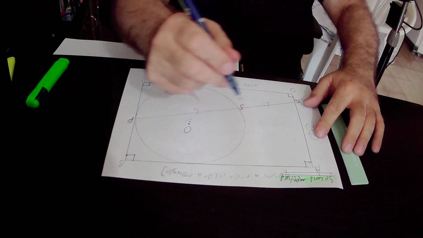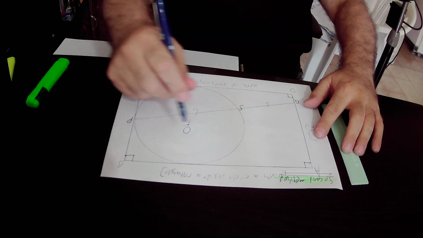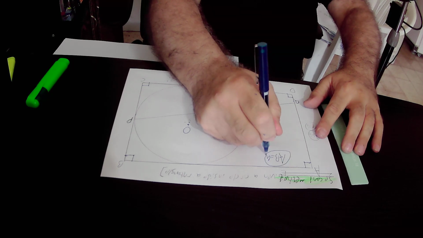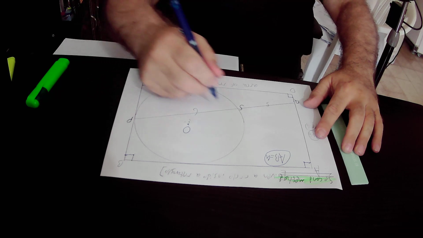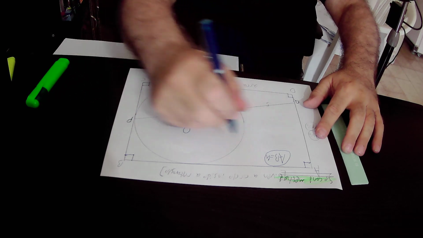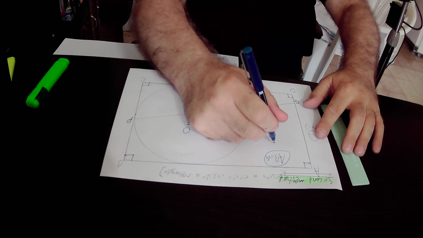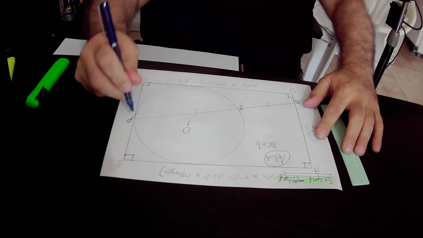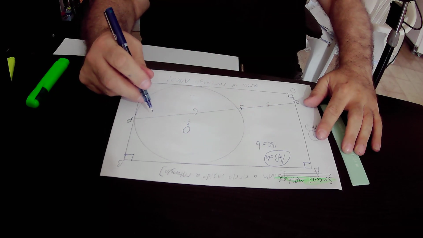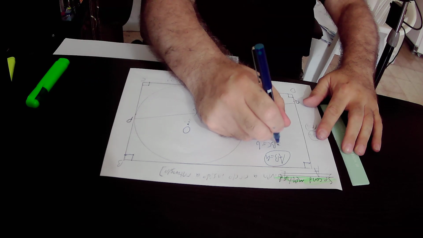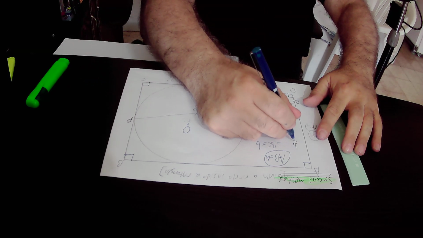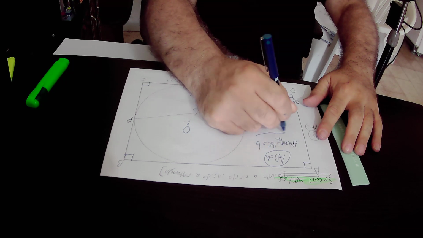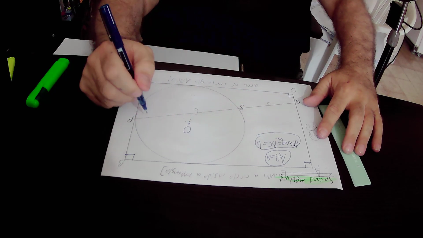We define the length AB as A, and we define the width of rectangle ABCD, the length BC, as B. BC is also the diameter of the circle, so I write it down. This is the diameter of the circle. Therefore, according to our definition, the diameter of the circle equals B.